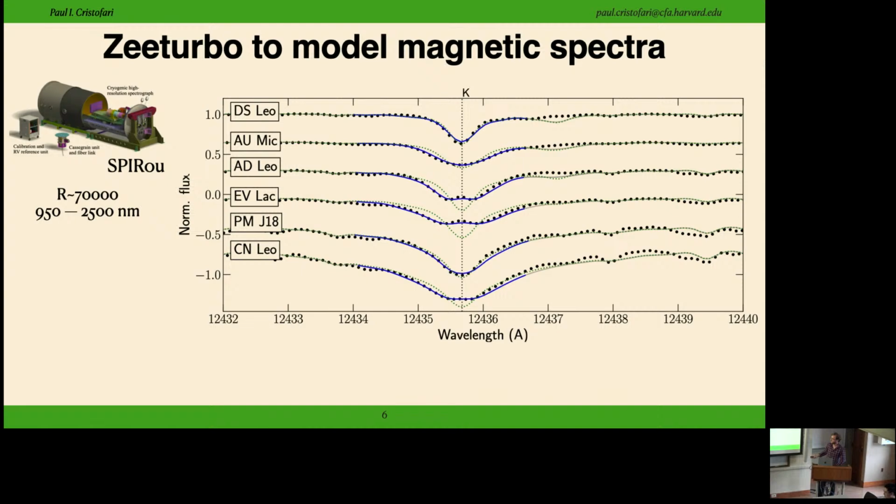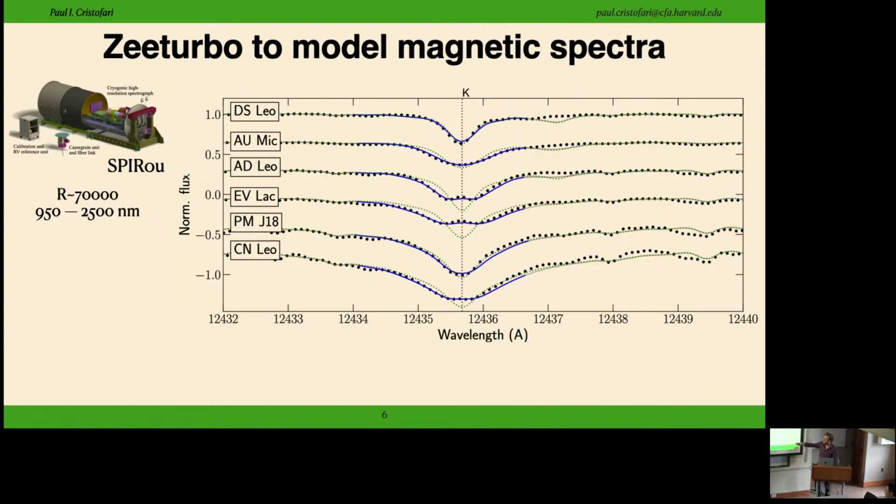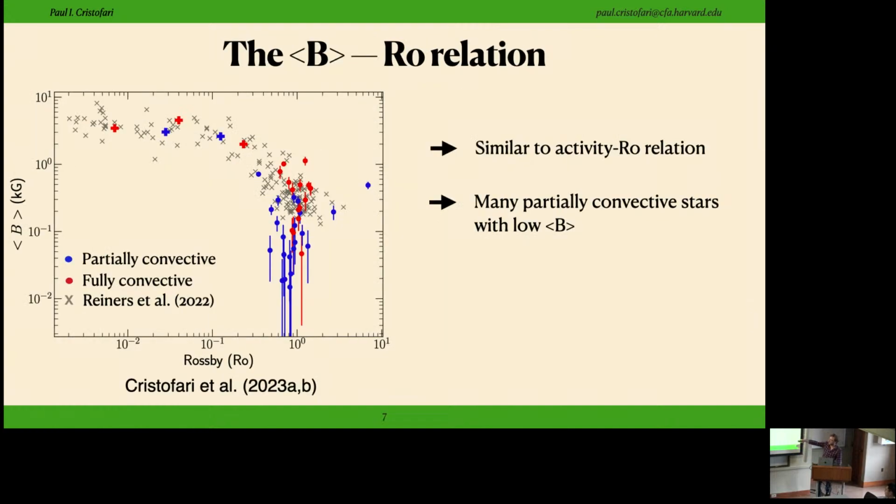And what's great also is that with SPIRou came the SPIRou Legacy Survey. That is a large program that was allocated more than 300 nights from 2019 to 2022. So we had a lot of stars that we observed. So we can actually measure the magnetic fields for a bunch of these stars and put them, for example, in a magnetic field Rossby number diagram.